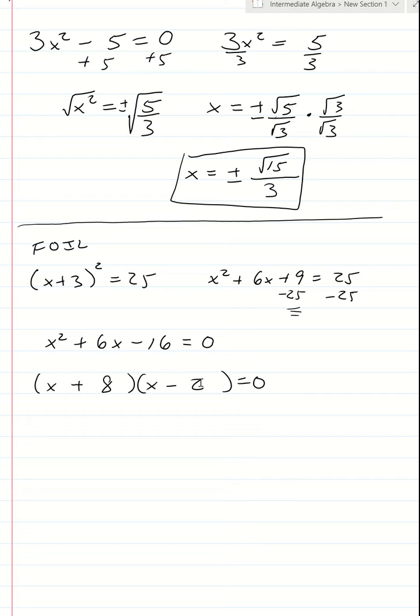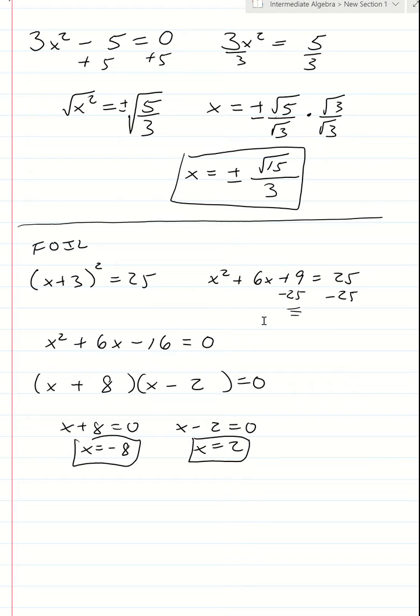And so now we would use the zero product property, and I would have to set x plus 8 equal to 0, x minus 2 equal to 0, and that's how we would get the two solutions of negative 8 as well as a positive 2. And that's what we did in chapter 7 when we looked at how to solve a quadratic equation such as this. It required a lot of algebraic steps to prepare our equation to solve by factoring.